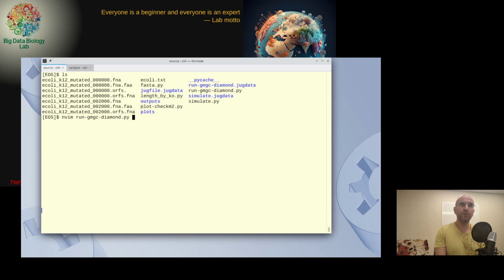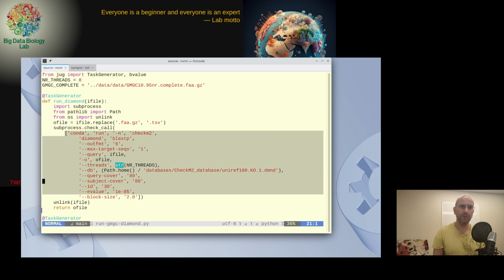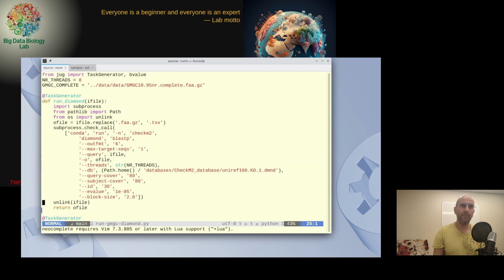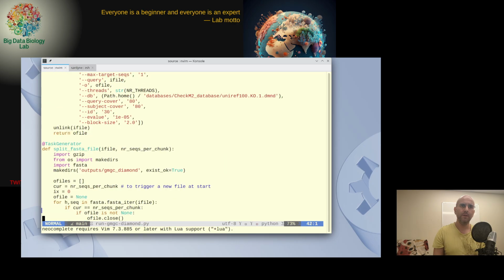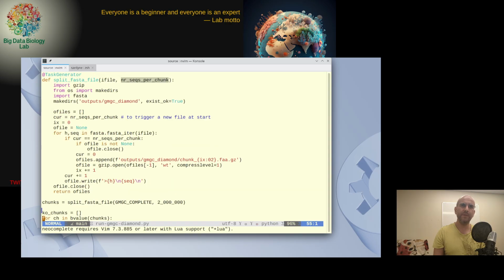So what's the solution here? The solution was to split up the input. We adapted the previous code. Here's the previous code, more or less the same as we had before: conda run, diamond blastp, the same. Just a couple of adaptations, because before that we also wrote this other function that splits a FASTA file. It takes an input, the number of sequences per chunk, and there's a couple of details at the beginning to make everything work okay.